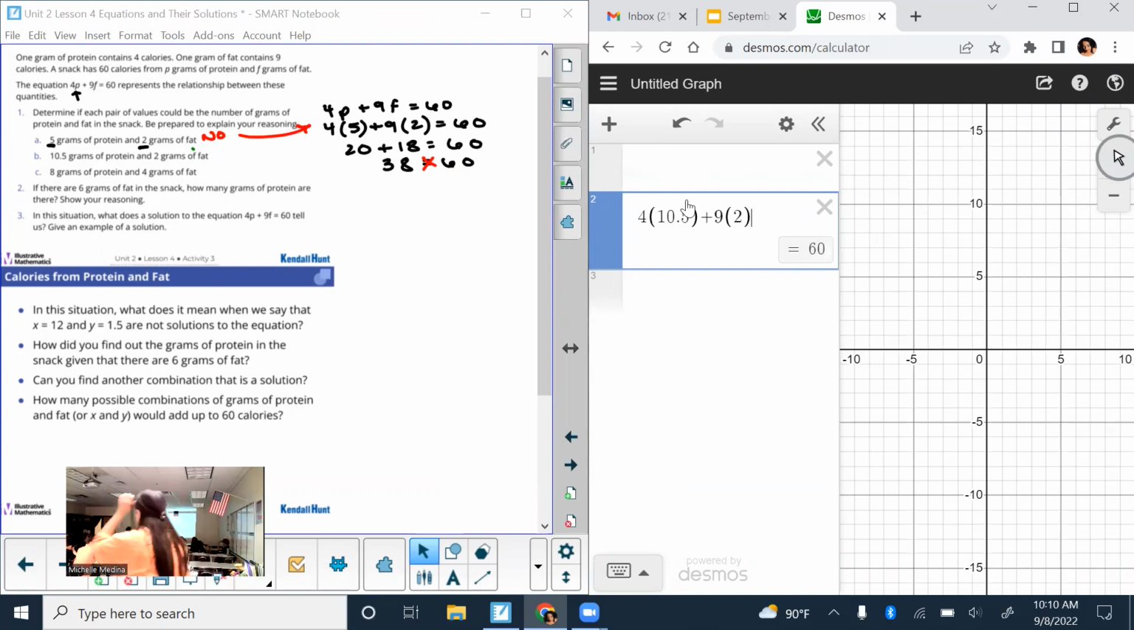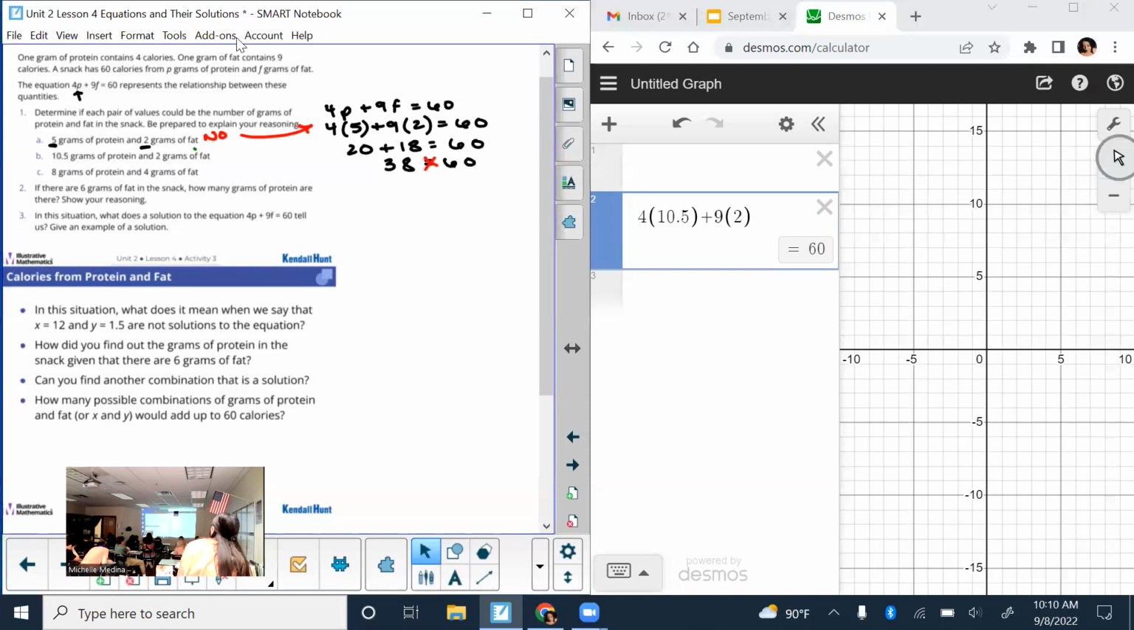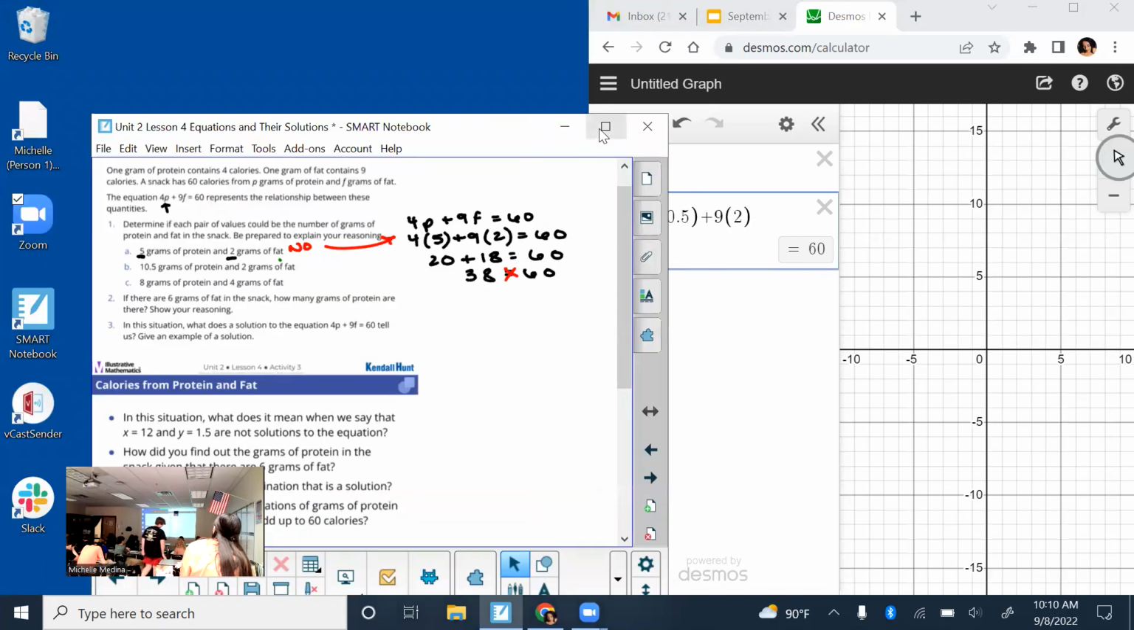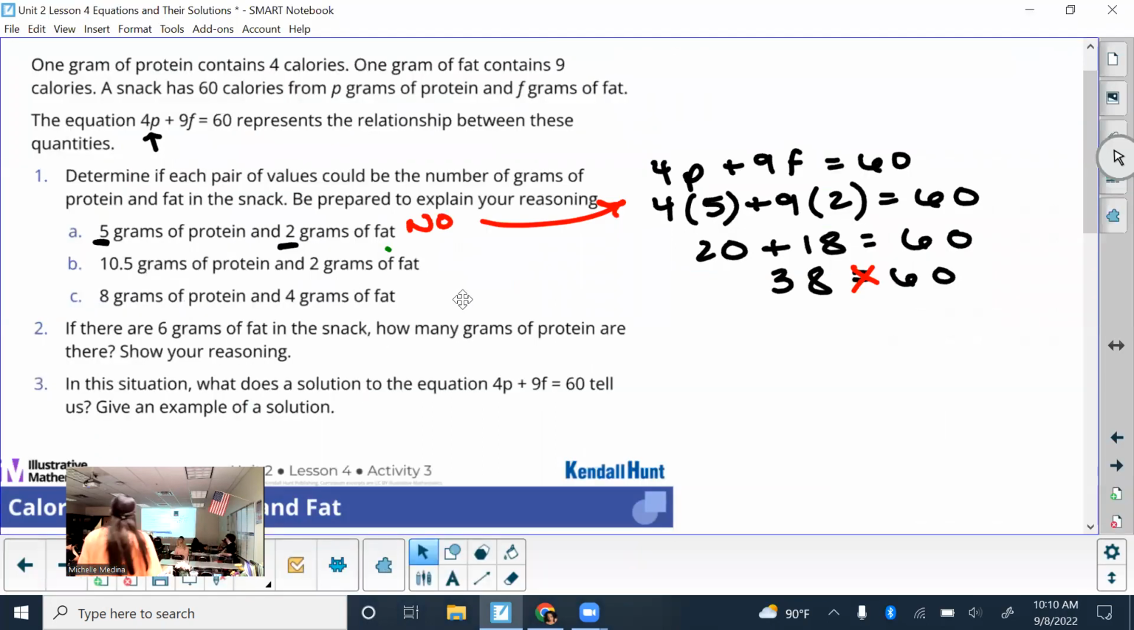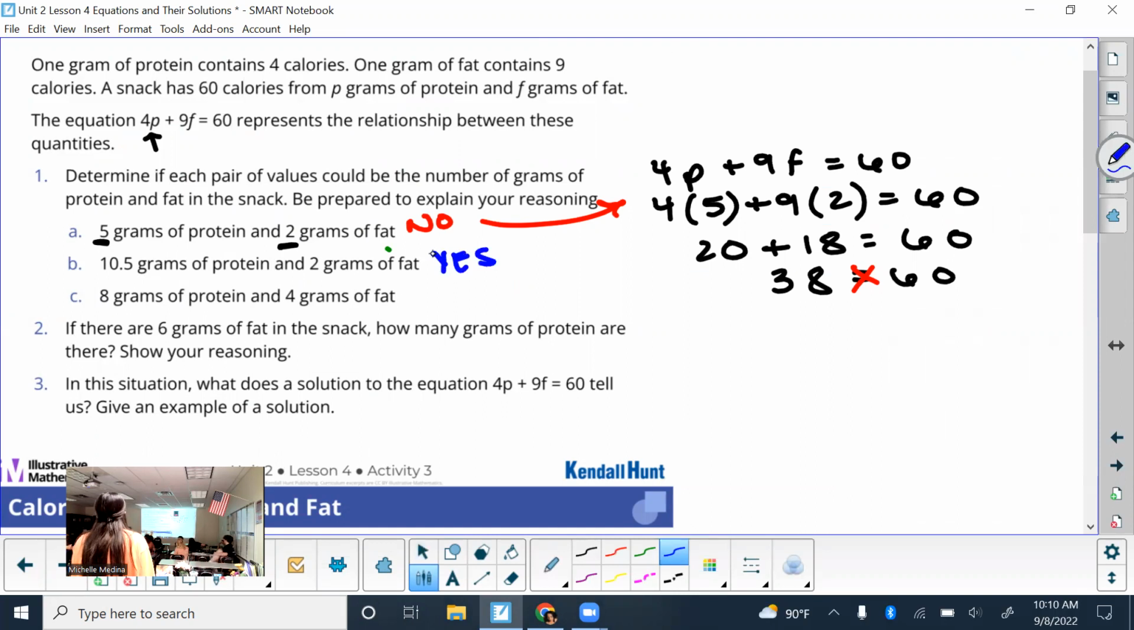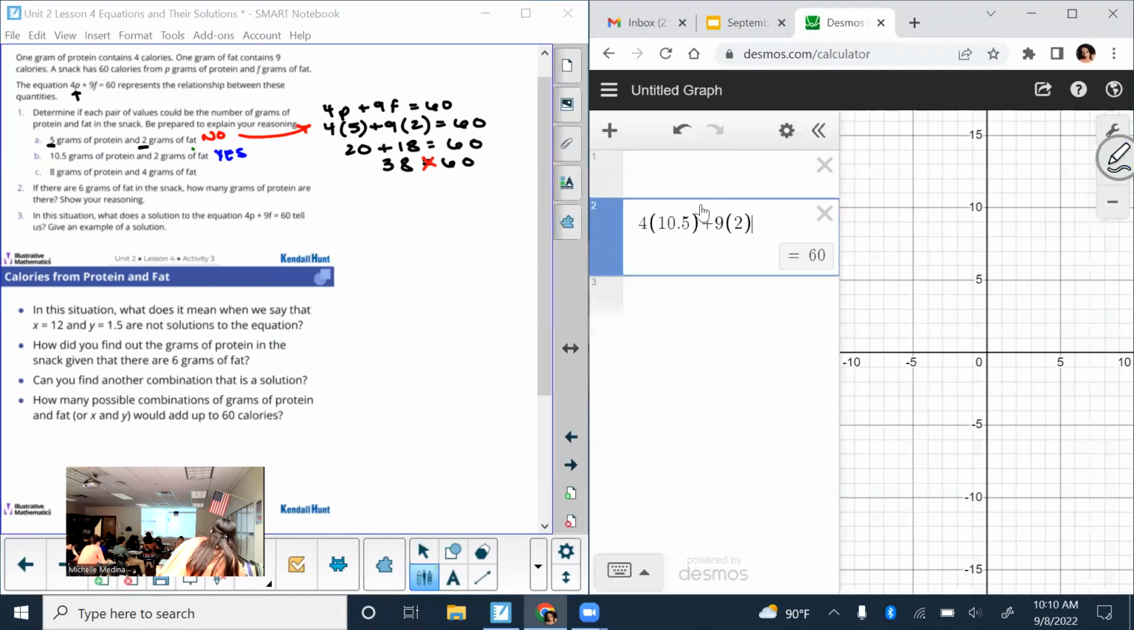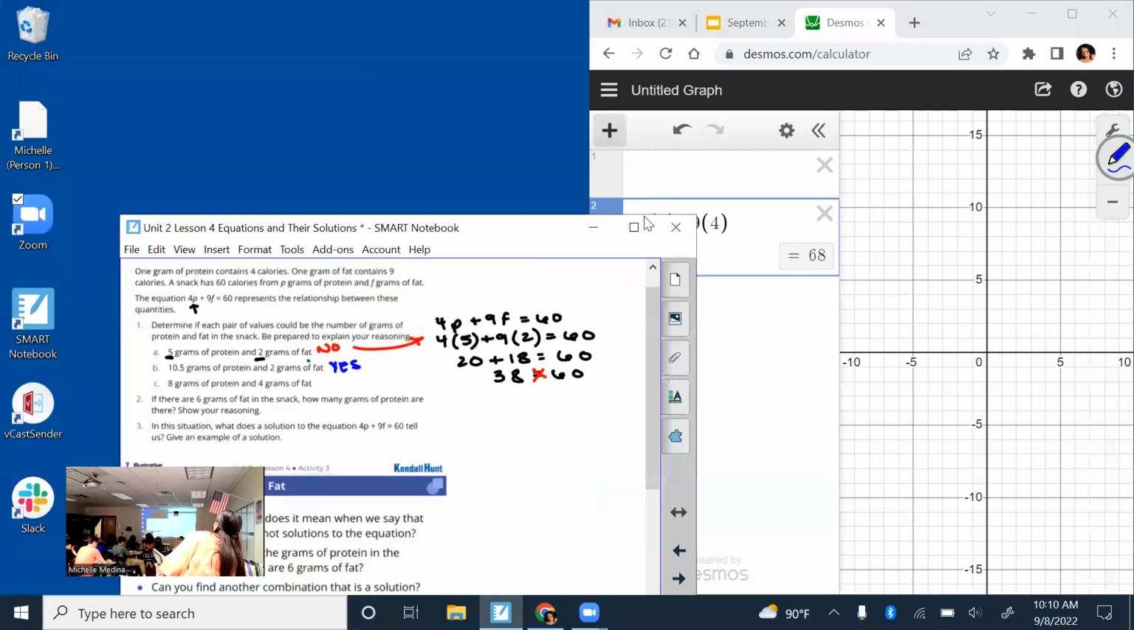Are these the only possible solutions out there? No, there can be others. And we'll explore that in a different lesson, how you can easily find all the infinite solutions it might have. But yeah, the second one works out nicely in the calculator. What about C? 8 grams of protein and 4 grams of fat. Does that work? Let's see. 8 goes in for P. 4 goes in for F. It equals 68, which is not equal to 60. So no.